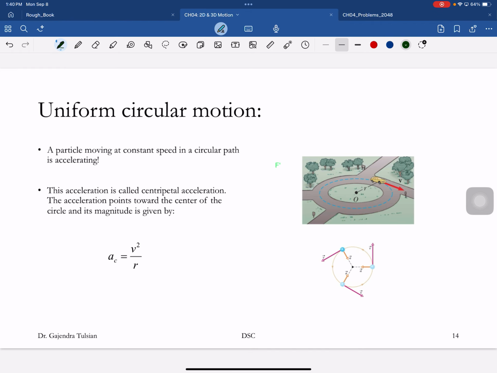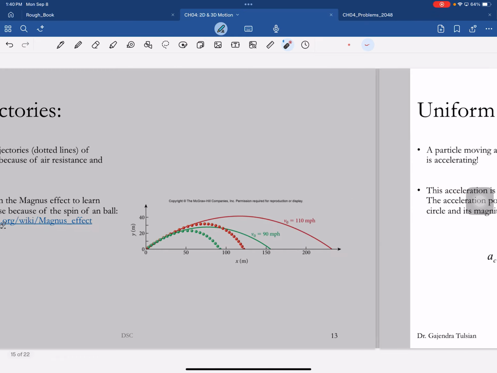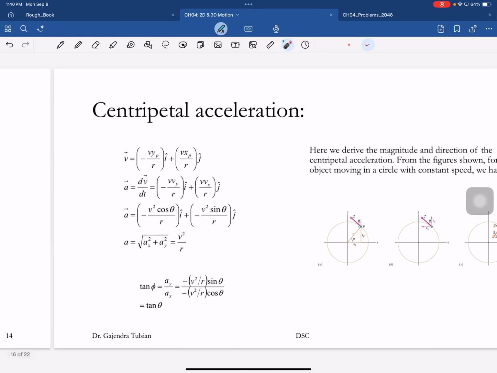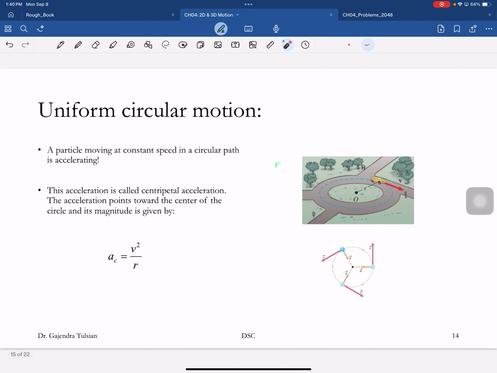The magnitude of the centripetal acceleration is that. Anytime you're going in a circular path, you need that much acceleration, and again, in problems, we look for the sources of the force. In planetary motion, it's the gravitational force that is providing the force.